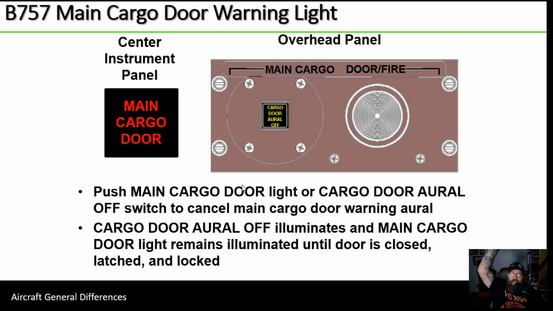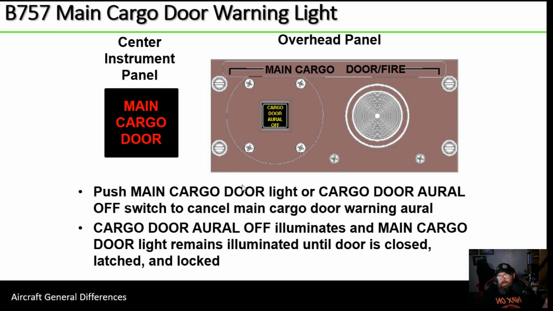So on the overhead panel, you'll see something that looks like this if you're in the cargo world. If you're in the passenger world, ignore this part. It's not going to apply to you. But in the cargo world, you've got a main cargo door and a main cargo door / fire light. Or it's a light and a horn, I guess.